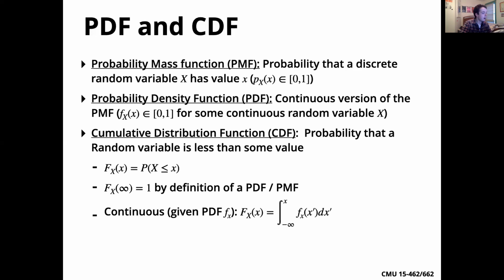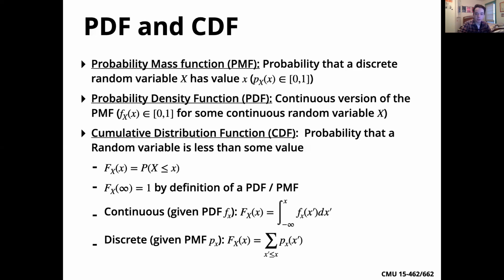And for continuous random variables, given the PDF, the probability density function, that's the continuous version, we can get the CDF by just taking the integral. So what we're doing here is taking the integral from negative infinity to x. That gives us the sum of all probabilities of all possible events up to x.